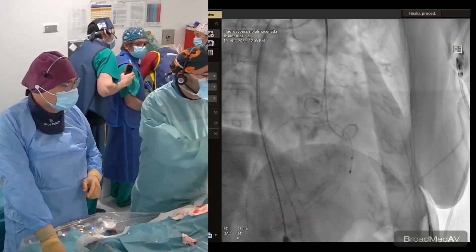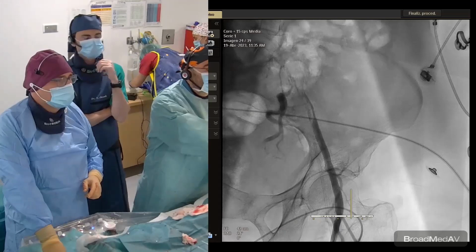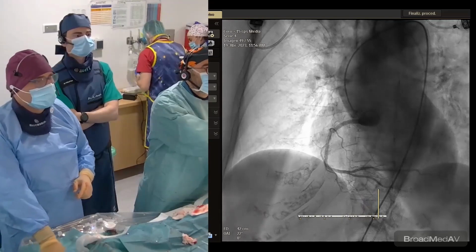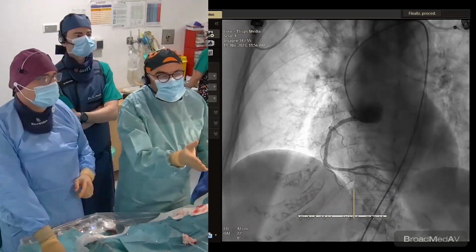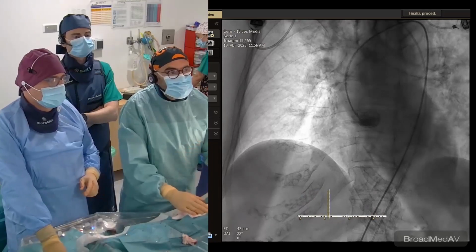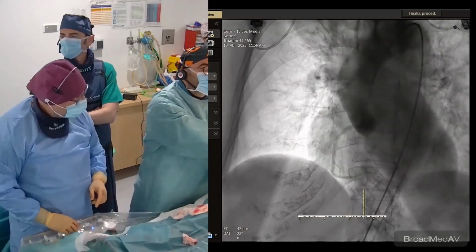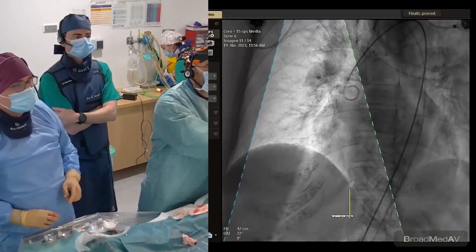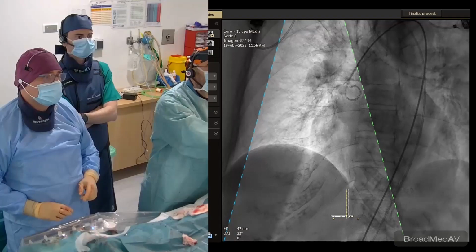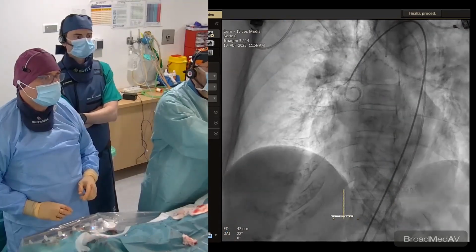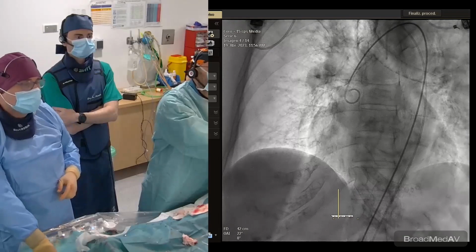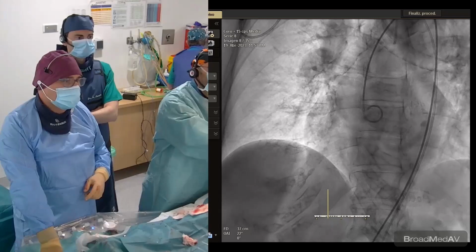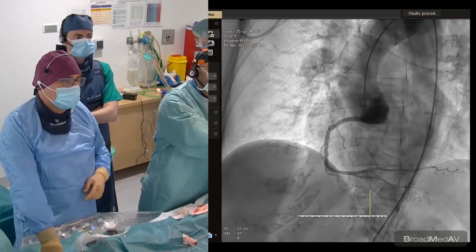What we have done up to now is to select the projection, the view. The view we are going to use is 25 degrees left, 1 or 2 degrees caudal. At the beginning, we had some difficulties identifying the anatomy, but it was only a frequent problem: the pigtail is too deep and doesn't allow us to clearly see the right sinus. But in this case, you can see how this is the right projection.